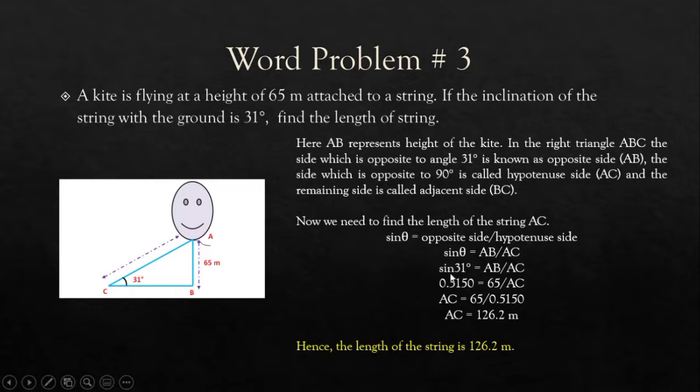So if we simplify this, we will get 0.5150 equals 65 divided by AC. Since AC, the hypotenuse side, is missing, we will transpose 0.5150 to the side of 65, and we will divide these two together. If we divide these two together, we will get 126.2 meters. Hence, the length of the string is 126.2 meters.